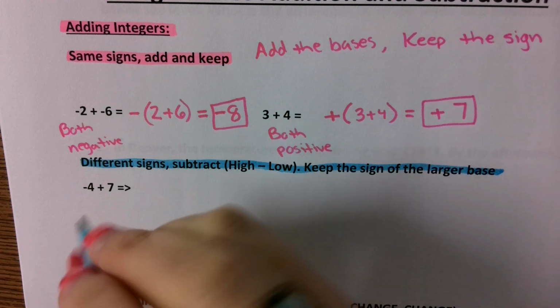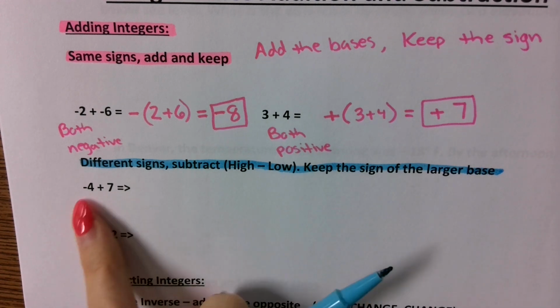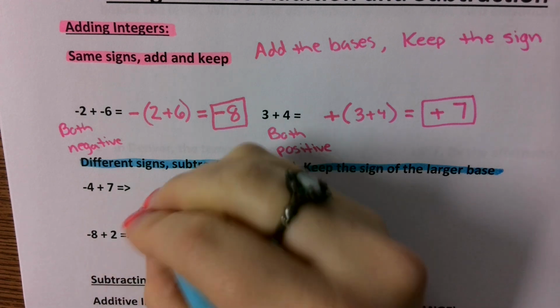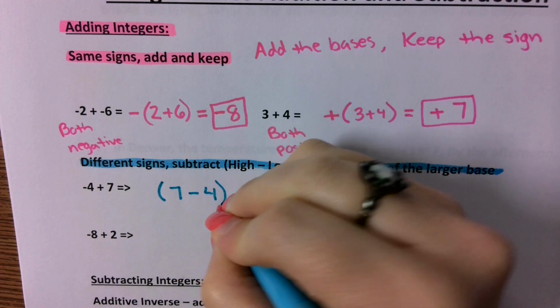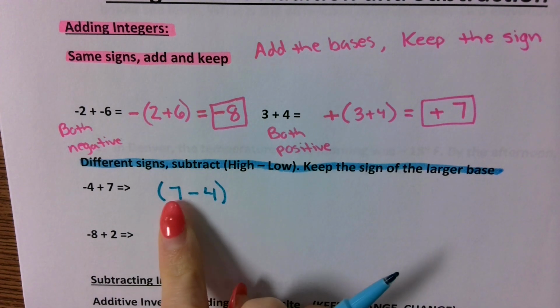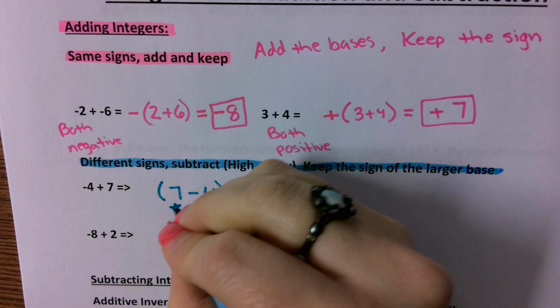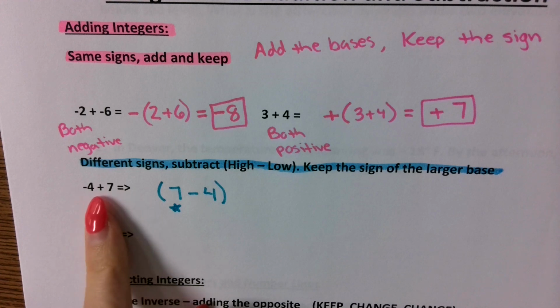-4 plus 7. What we're going to do is subtract them in order of their base. So which one of these has the larger base? 4 or 7? 7. So we're going to do 7 minus the 4. That means 7 is my larger base, so I'm going to put a little star underneath it so that I know to look back at the problem and identify whether the 7 was a positive or a negative. Was the 7 positive or negative?